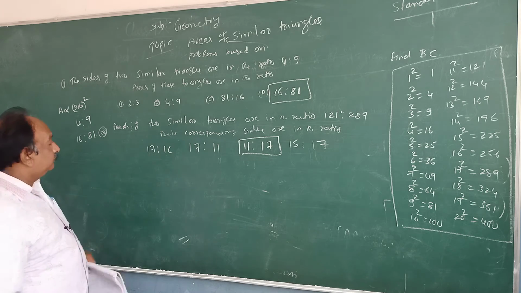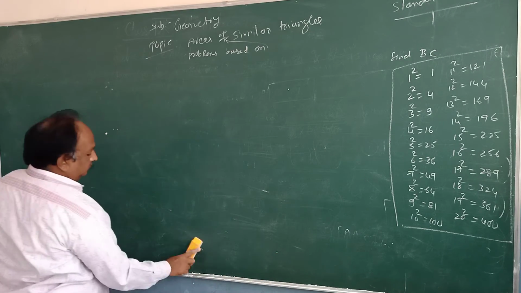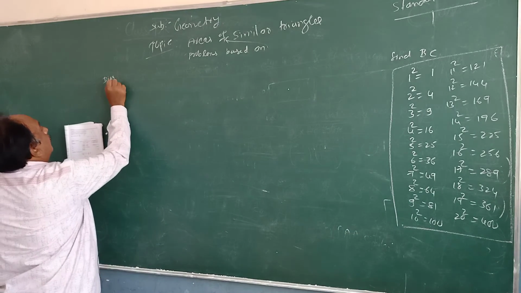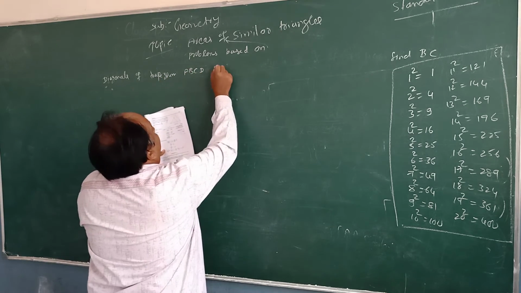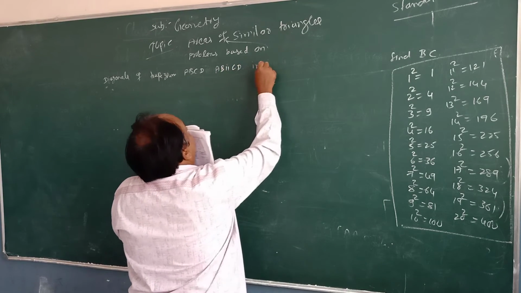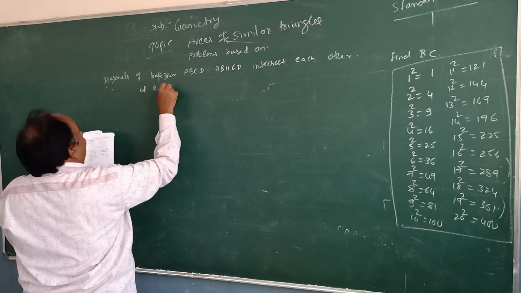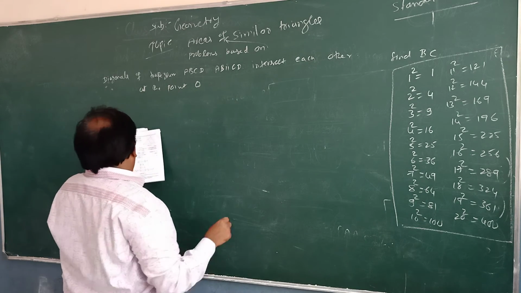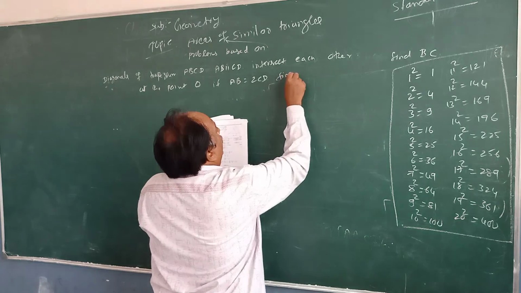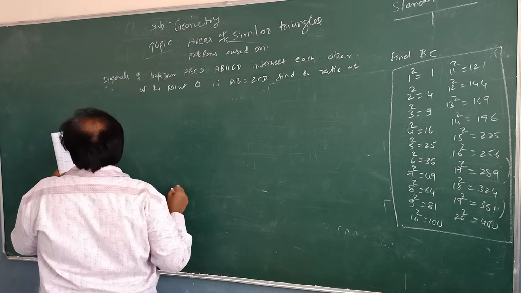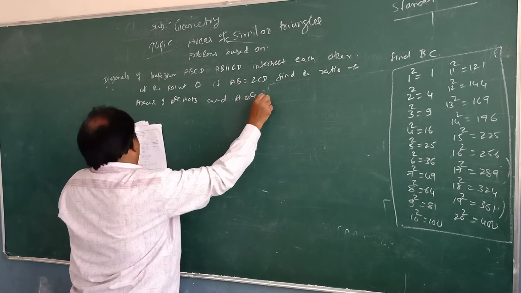I will pass on to one more problem. Diagonals of trapezium ABCD, AB parallel to CD, intersect each other at the point O. If AB is equal to 2CD, find the ratio of areas of triangle AOB and areas of triangle COD.